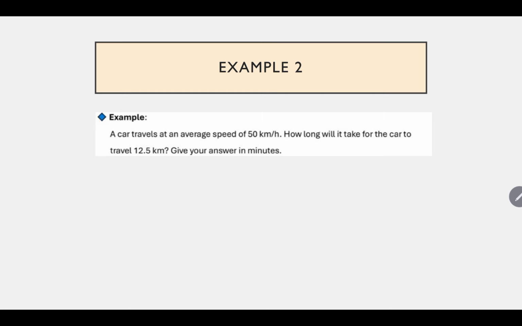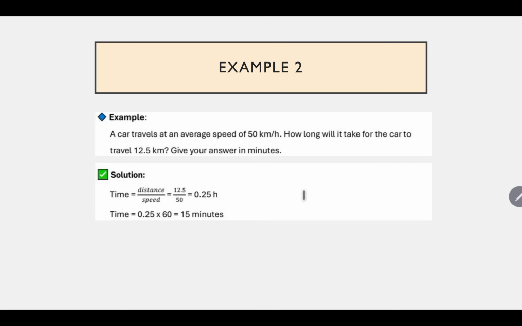Speed is distance over time. Rearrange your equation. Time will be equal to distance over speed. The distance here is 12.5 kilometers and speed is 50 kilometers per hour. So 12.5 over 50 will give me the time in hours as 0.25 hours.